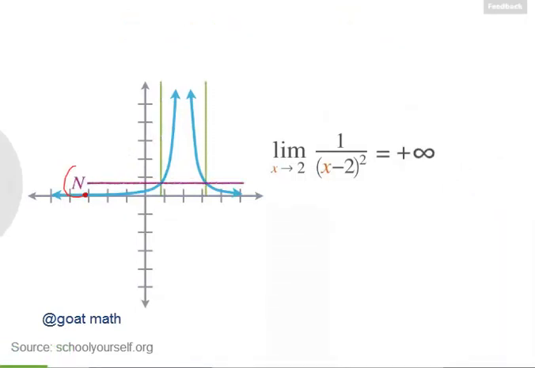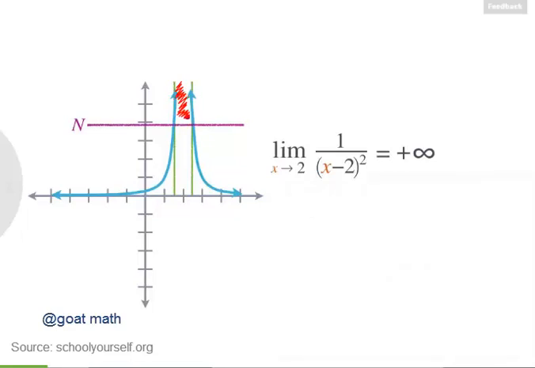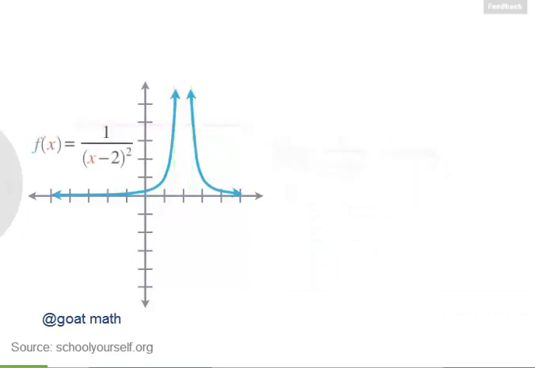If we look at a bar with height n, no matter how high we set the bar, we can always find a narrow enough tube so that the function is always above the bar inside the tube. So this limit is positive infinity. Now let's look at a slightly different function, 1 over x minus 2, this time without squaring the denominator.